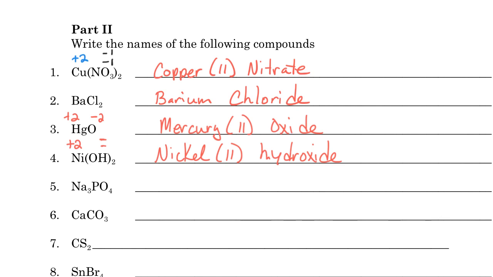So for sodium, sodium always has a charge. You can look right on your periodic table. It always has a charge of +1. Neither of these actually are transitional metals, so I could just go ahead and name this, but let me just do the charges here. We've got a +3 charge, and if you look on your polyatomic ion sheet, you'll see that phosphate has a -3 charge, so those are balancing off. This will be sodium phosphate.